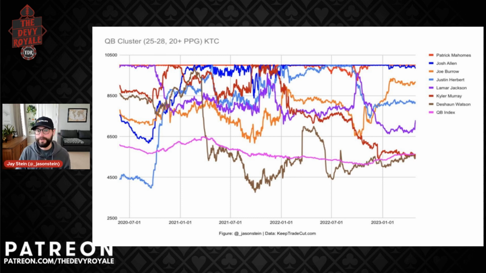It represents the top 24 QBs in KTC over this same time horizon, so they're all basically averaged together. And it shows the pricing trends of the entire group over those 3 years.